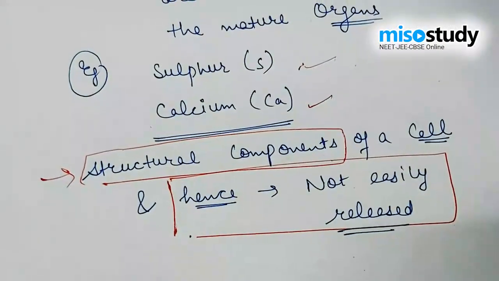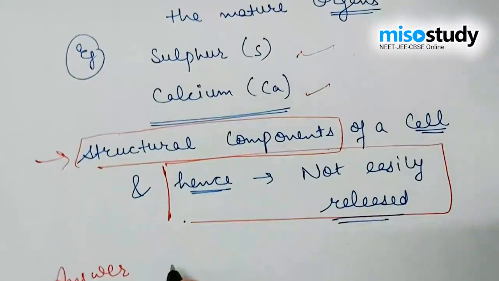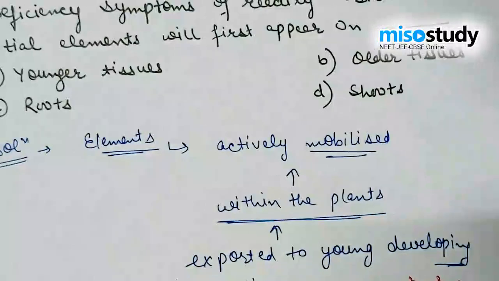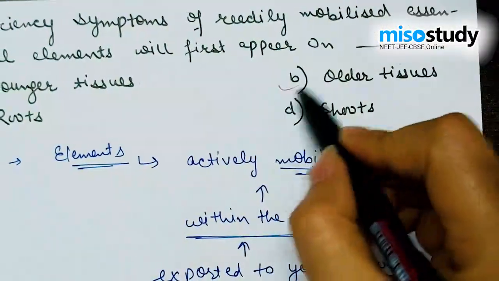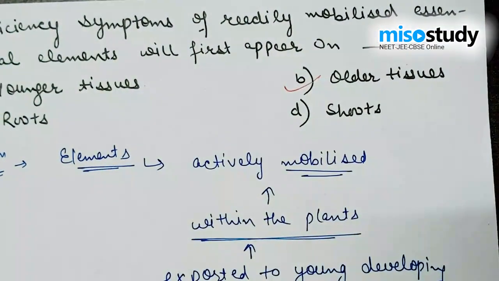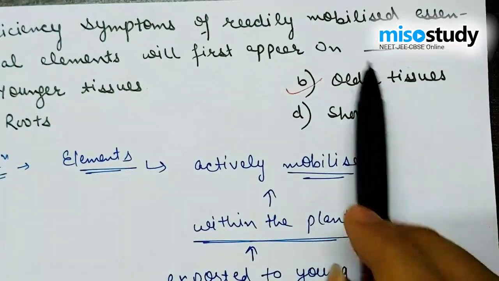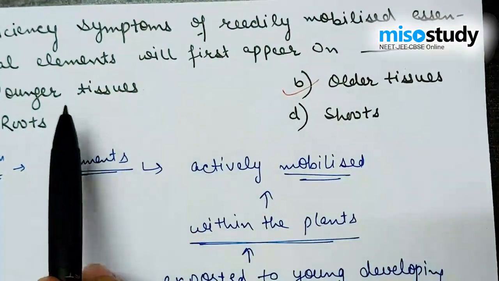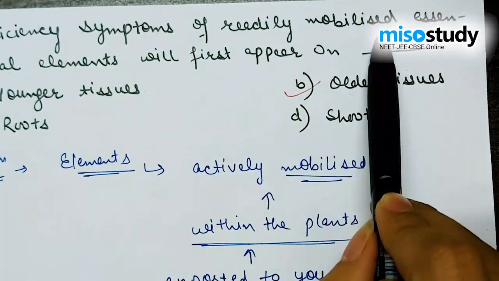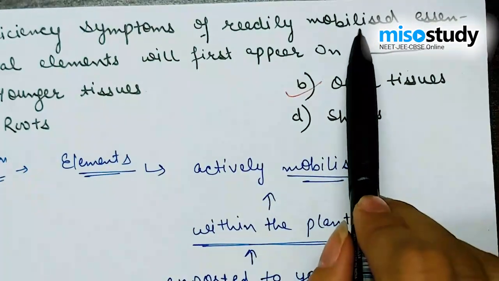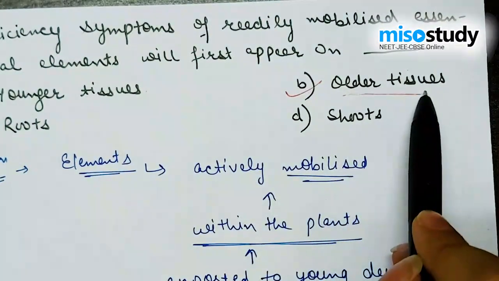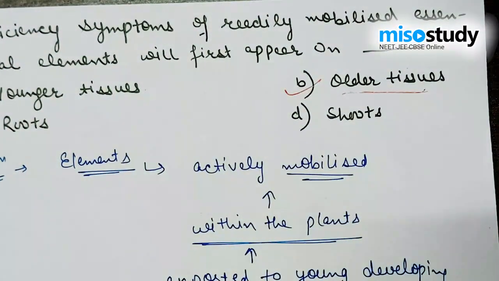So according to the discussion, the right answer for the question is option B. Let's mark the right one, option B. Deficiency symptoms of readily mobilized elements first appear in older tissue, whereas immobilized elements first appear in the younger tissue. So students, just focus on whether a mobilized or immobilized element is asked in the question. For mobilized essential elements, symptoms first appear in the older tissues. That is the right one in this case.